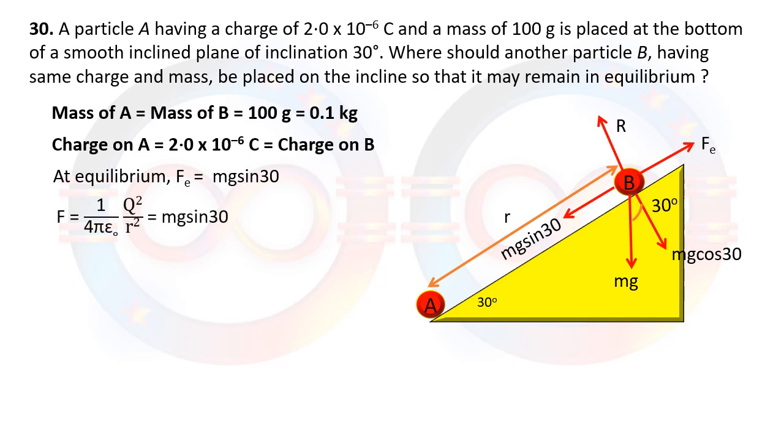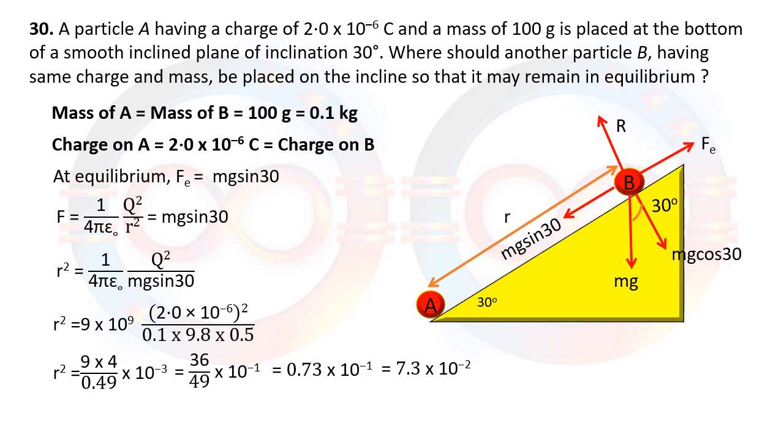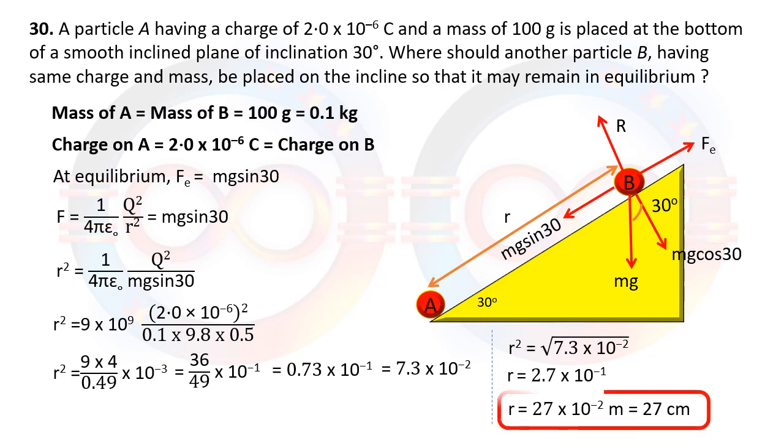At equilibrium, up the plane Fe, that is the electrostatic force, and down the plane mg sin theta must be equal. Now put the value of F, put the value of mg sin 30, and we will be able to get r square equal to this value. After simplifying it, we will be able to get r square equal to 7.3 into 10 raised to minus 2, and hence r is equal to under root 7.3 into 10 raised to minus 2, or 27 centimeter. So these two charges are placed at a distance of 27 centimeter.